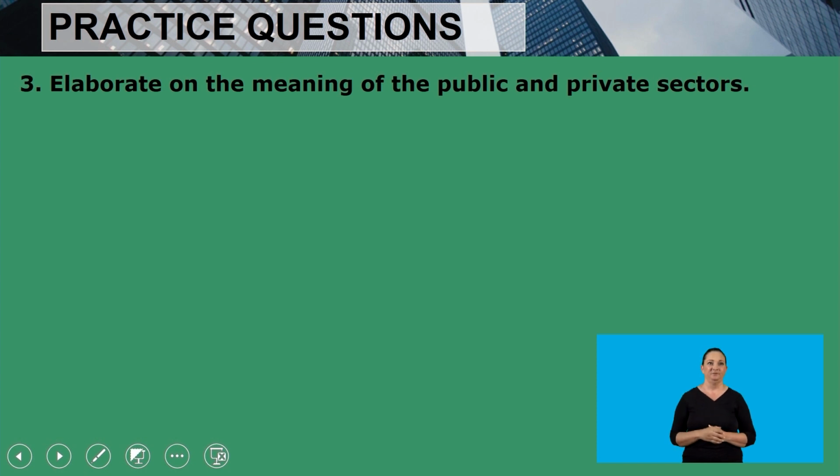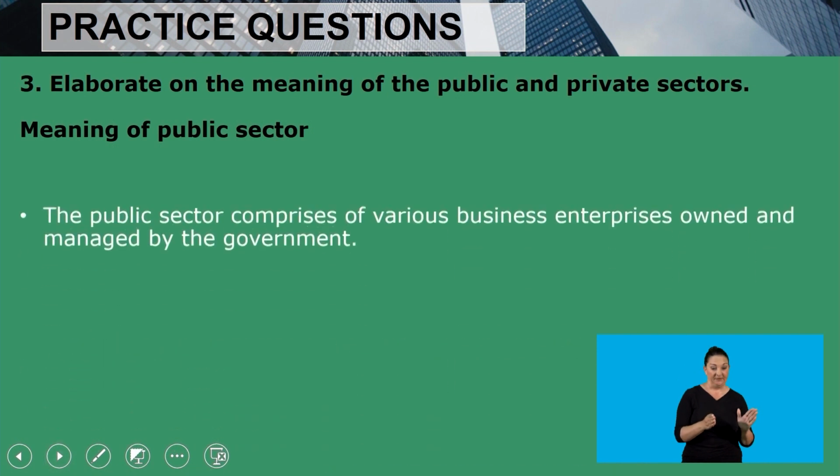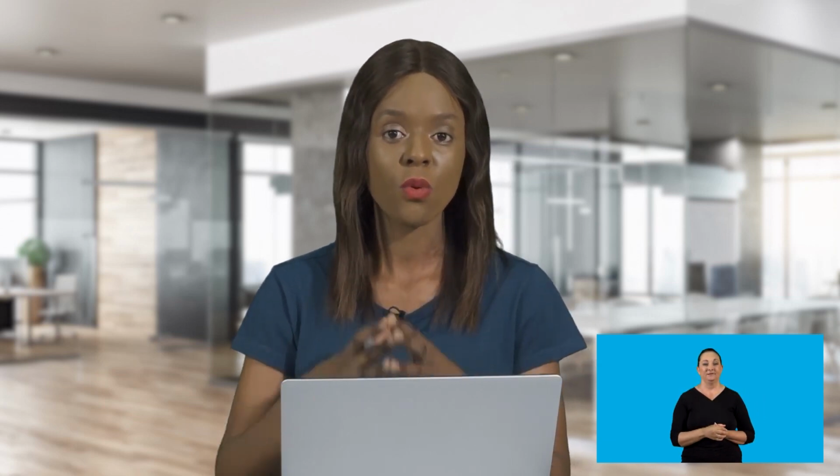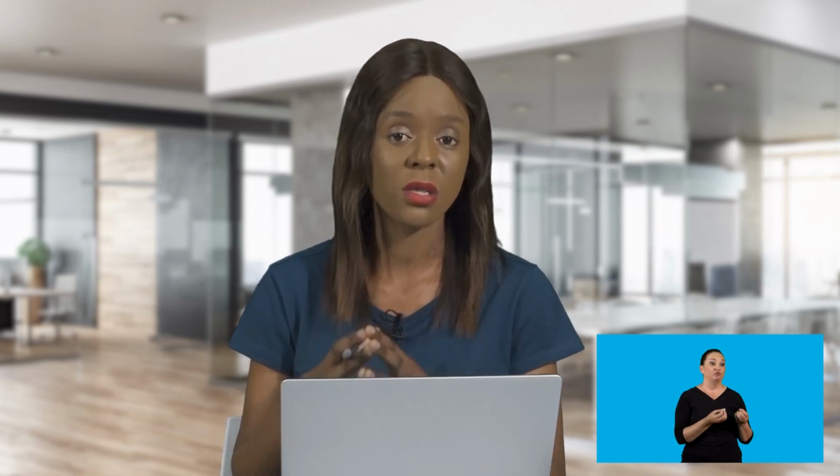Now, the third question says, elaborate on the meaning of the public and private sector. We'll start with the public sector. The public sector comprises of various business enterprises owned and managed by the government. So when we talk of the public sector, we are referring to all the enterprises that are owned and controlled by the government. The government is the owner of these enterprises. It can be through being the majority shareholder in these entities.